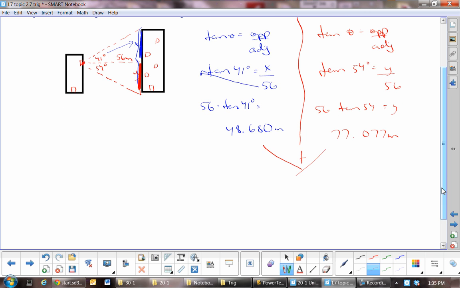So again, adding them together, I would get 126 meters. Okay.